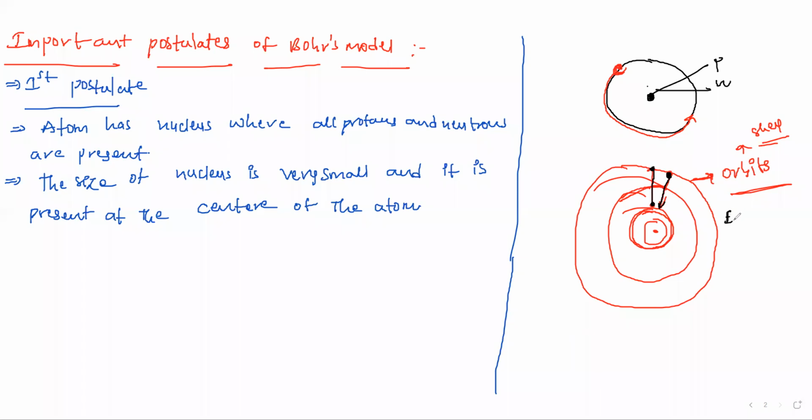That means higher energy level E2 and lower energy level E1. The energy difference is calculated using Planck's constant, h nu.